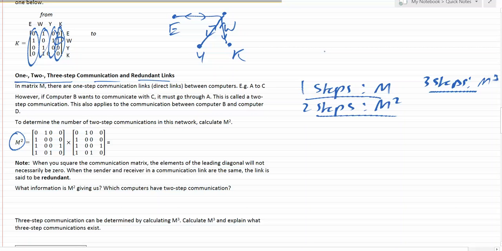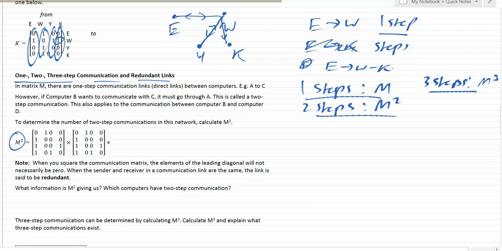What I mean by 1 step is that in this diagram, E to W is one step. To get from E to W, I can get there in one step. However, if I want to go from E to K, it's actually two steps, because in the diagram, I need to go through W to get to K. So the actual pathway is E to W to K.